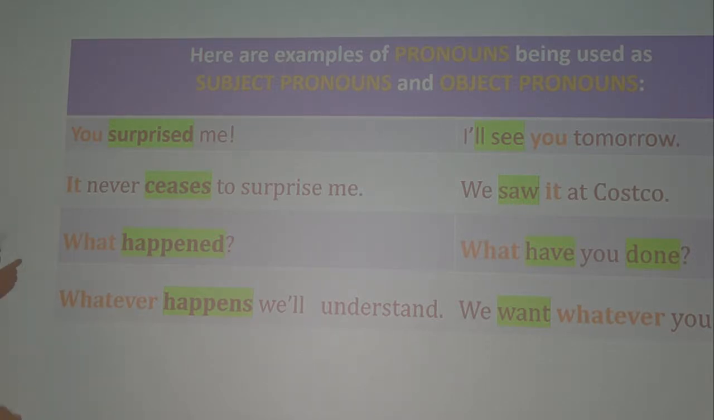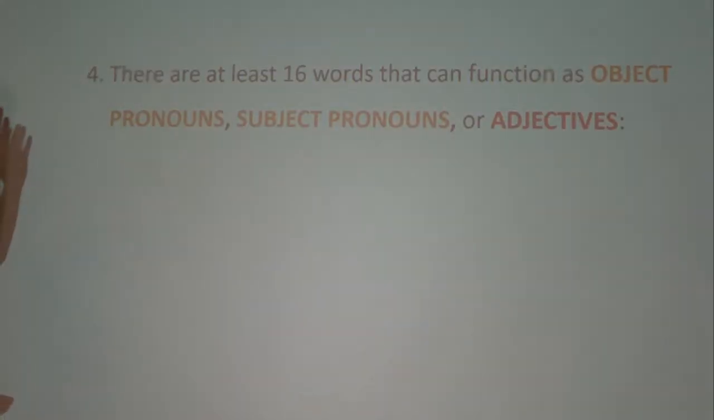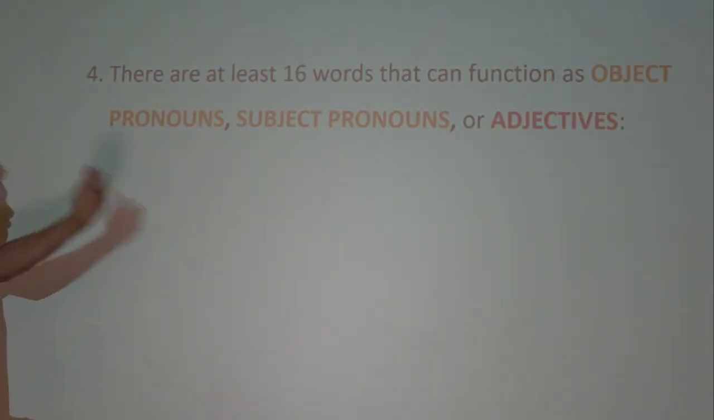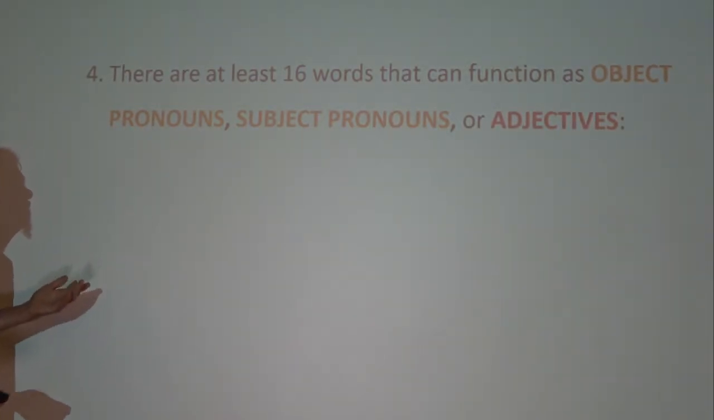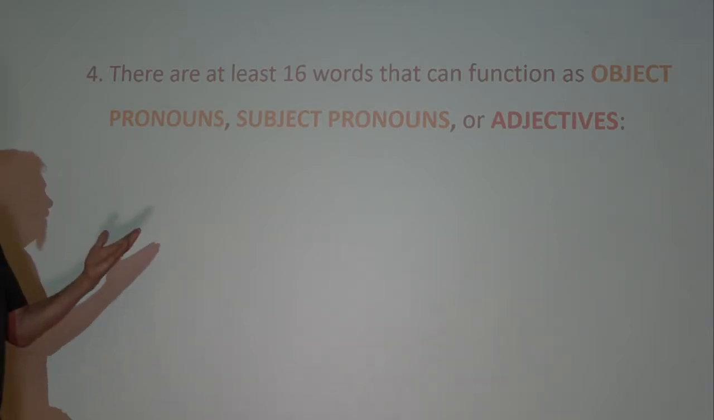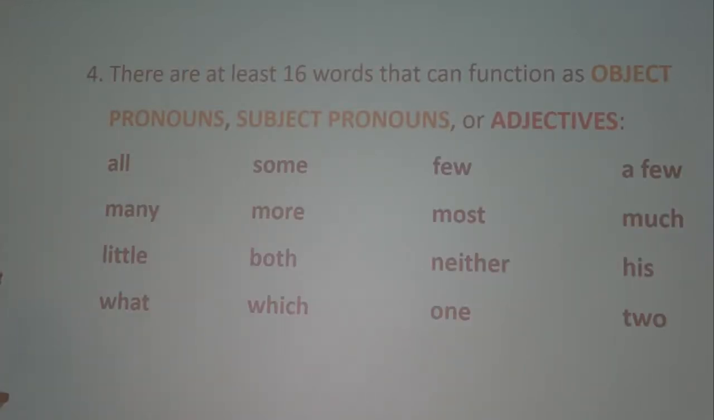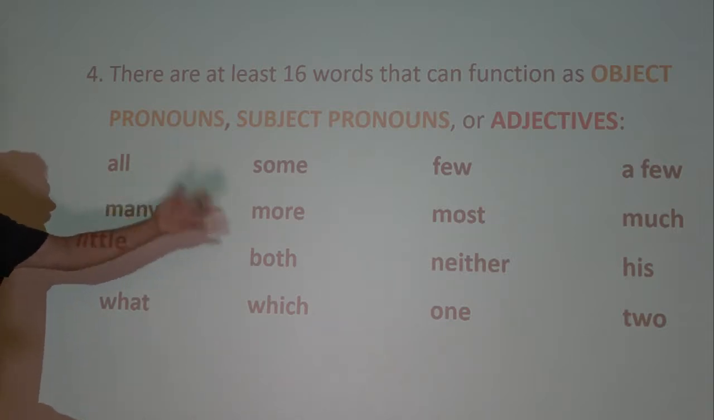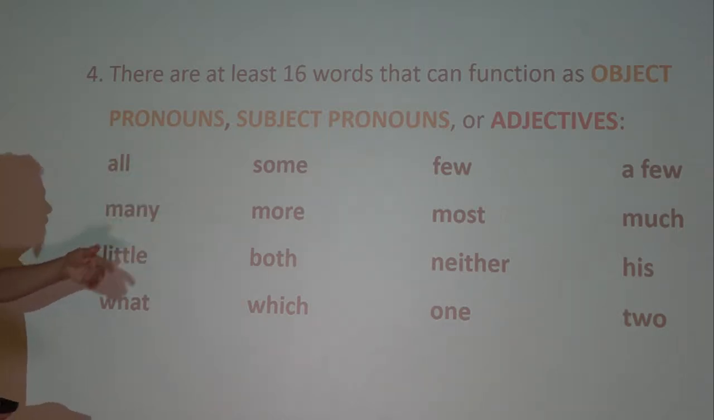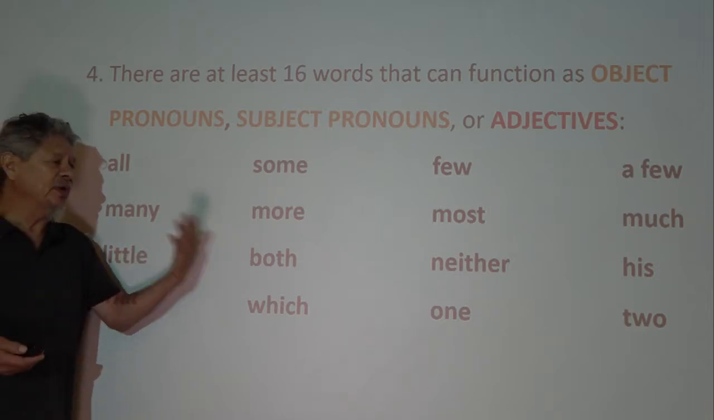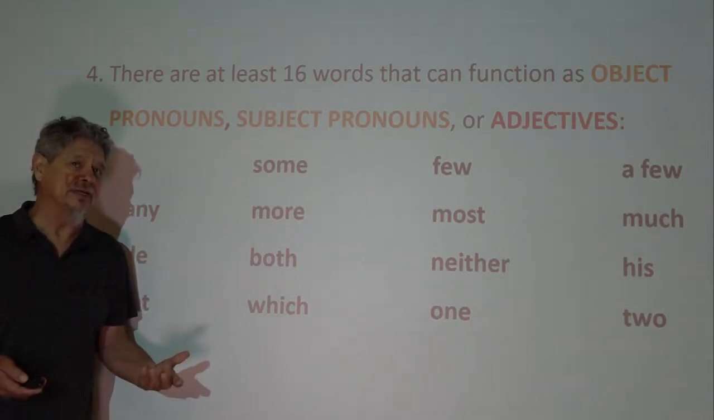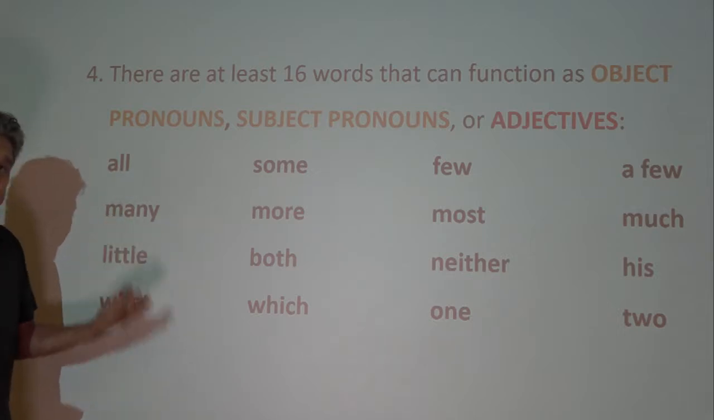Now, there are 16 words that can be used in 3 different ways: as object pronouns, as subject pronouns, or as adjectives. And here they are. I put them in black because they can be adjectives, not just pronouns. And so most of these we use as adjectives perhaps more often, but they can be pronouns.